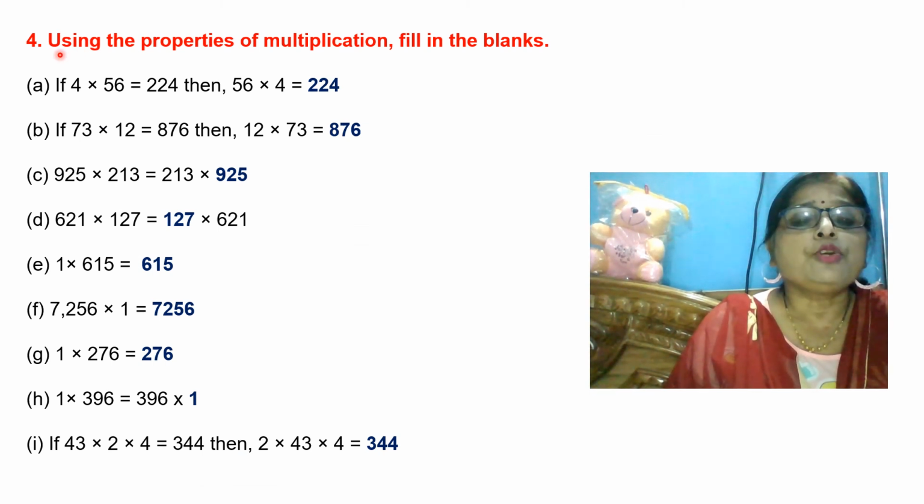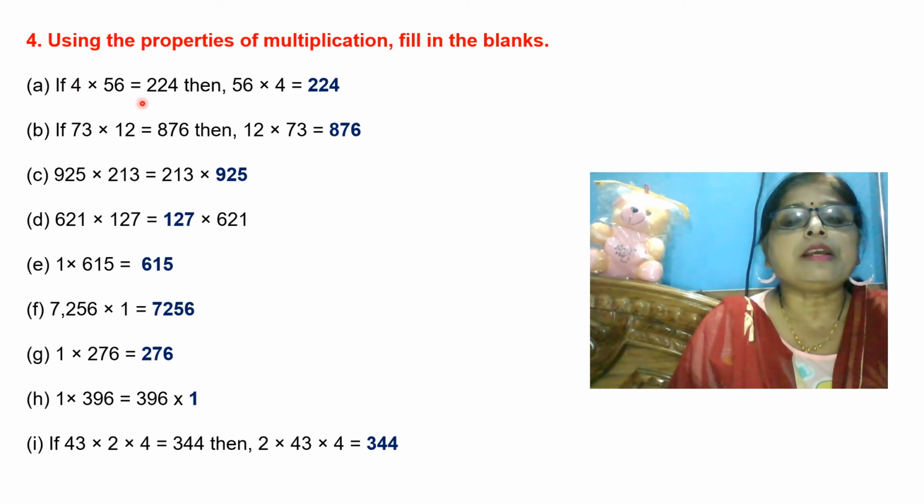My dear students, using the properties of multiplication, this is fill in the blanks. You solve it. Questions A, B, C, D are given. Here 4 into 56 is equal to 224. As you know, there is a change in the order but no change in the product. So you can write here 224. Again 73 into 12 is 876. You are changing the order but there is no change in the product. In this way you can solve it with the help of the properties of multiplication.